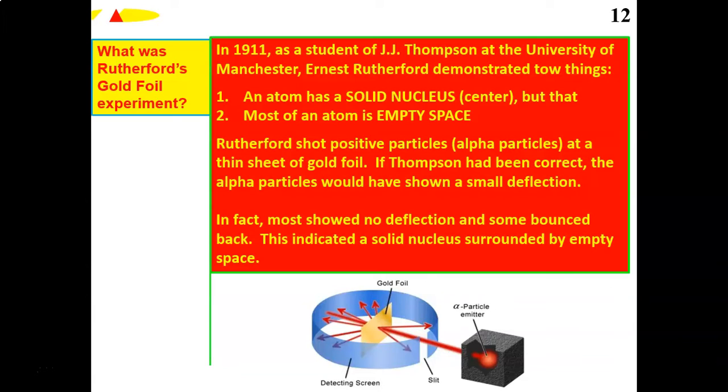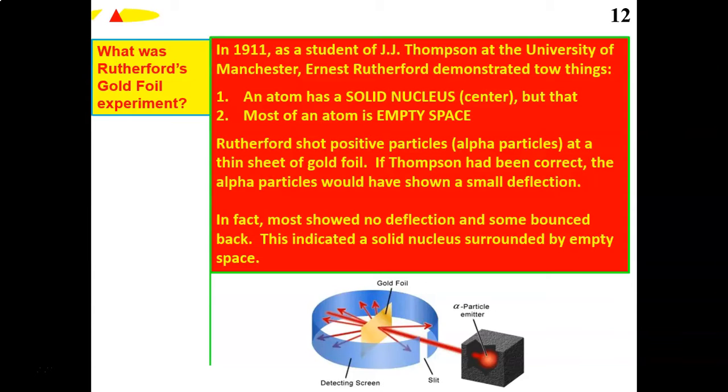Now, if Thomson had been correct, the alpha particles would have shown a small deflection or would have just gone straight through the gold foil. But in fact, most showed no deflection, and some bounced back. And this indicated that there was a solid nucleus surrounded by empty space.